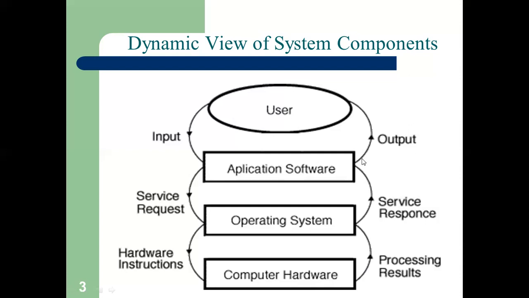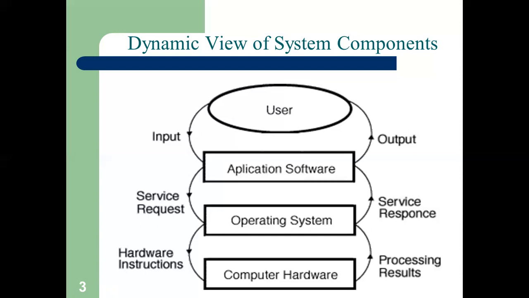What is the service response here? At the end you will get the output. So this is the criteria. And why is it called the dynamic view of the system components? Because you can access all these layers as per your choice. At any time you can provide the input, write the program, and access the data from the computer hardware, wherever it has the final storage. So this is the dynamic view of the system components.